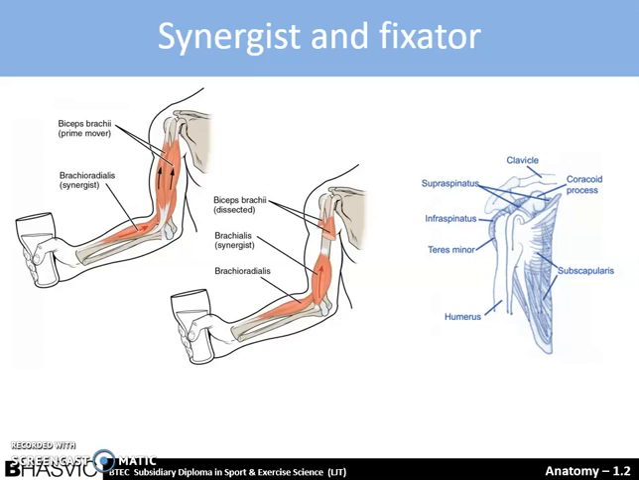Now, the synergists assist the prime mover. They add force and stabilize where the movement happens. They are the muscles that work together to enable the agonists to work more effectively. So in this diagram, this brachioradialis is a muscle in the forearm, and this section here shows much better that this lower part of the brachialis is the synergist.